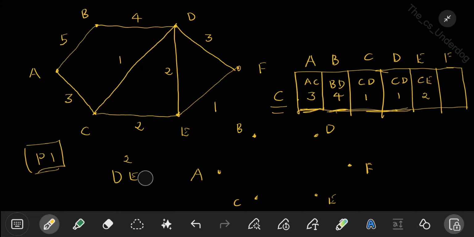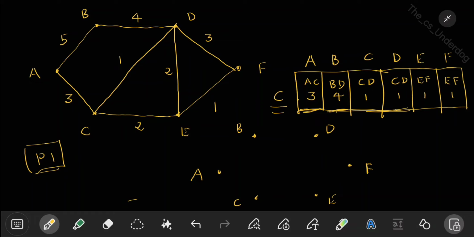What about the next edge? Next edge is EF. EF is having value 1. What will you do now? You will go to E. It is presently having CE, which is having value 2. EF is having value 1, which means you should substitute this with EF with value 1. F is not having anything now, so you should put EF and value 1.